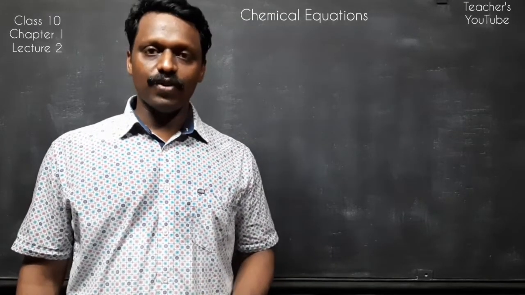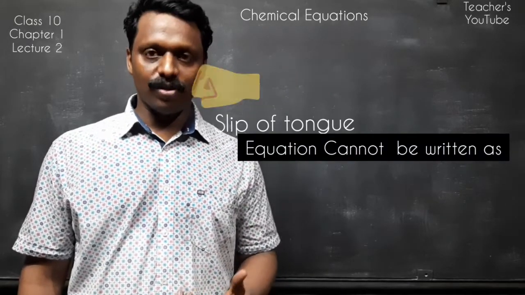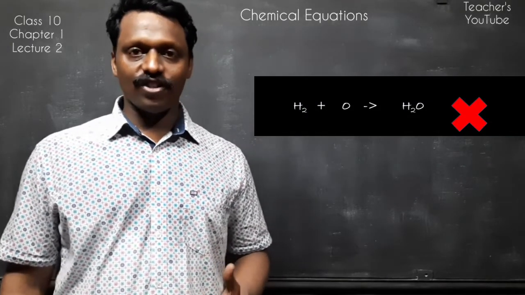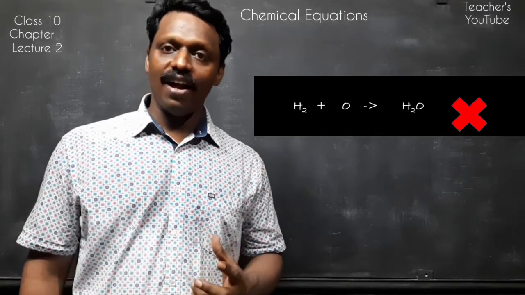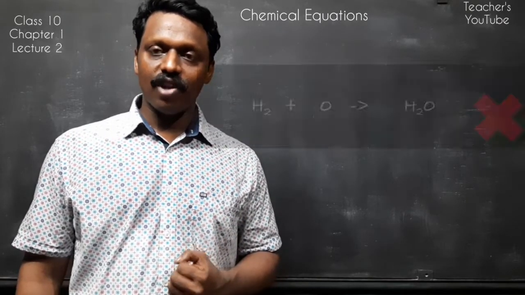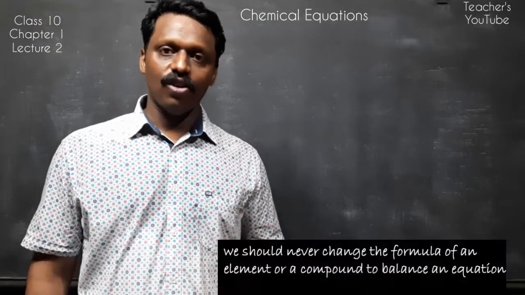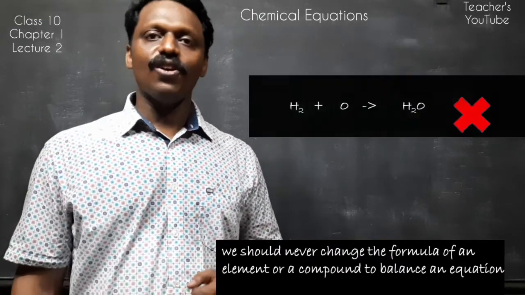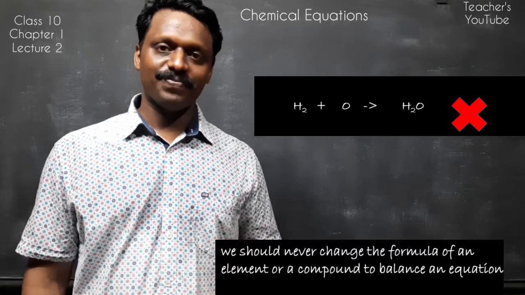The reaction between hydrogen and oxygen to form water can be written as H2 plus O gives H2O. Because oxygen occurs in the form of O2 molecules and not as atoms O, that is not possible. All the substances have definite formulae which cannot be altered. So we should never change the formula of an element or a compound to balance an equation. So H2 plus O gives H2O is not possible.